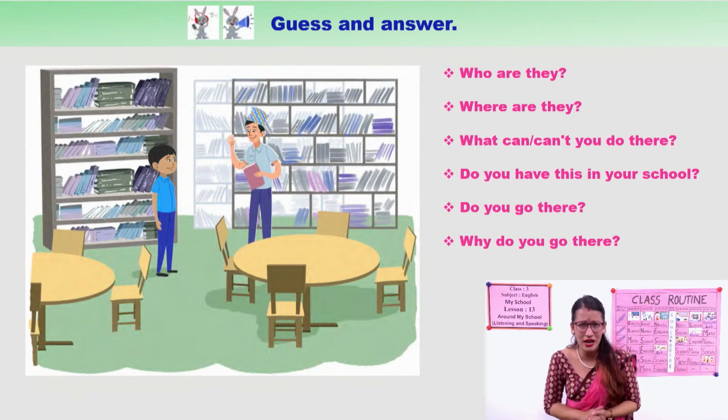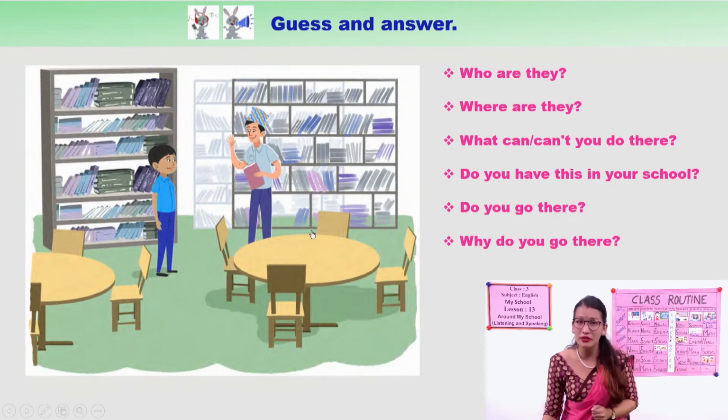Do you have a library at your school? Do you make noise in your library? No. The librarian says, shh. Yes? That means we shouldn't make noise and we should read the books in the library. So he is not just a teacher, but he is a librarian. Yes? Who is he? Good. Librarian. Okay. Do you have this in your school? What is this? This is a library.